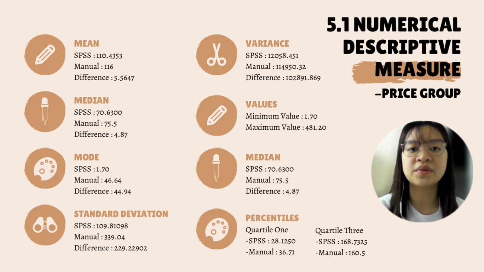The minimum and maximum values calculated by both the SPSS system and manual calculation had shown the same numbers, which are 1.70 and 481.20. Lastly, the answers of percentiles for quartile 1 is 28.1250 and for quartile 3 is 168.7325. And this was calculated by using the SPSS system, while the manual calculation shows that it is 36.71 for quartile 1 and 160.5 for quartile 3.